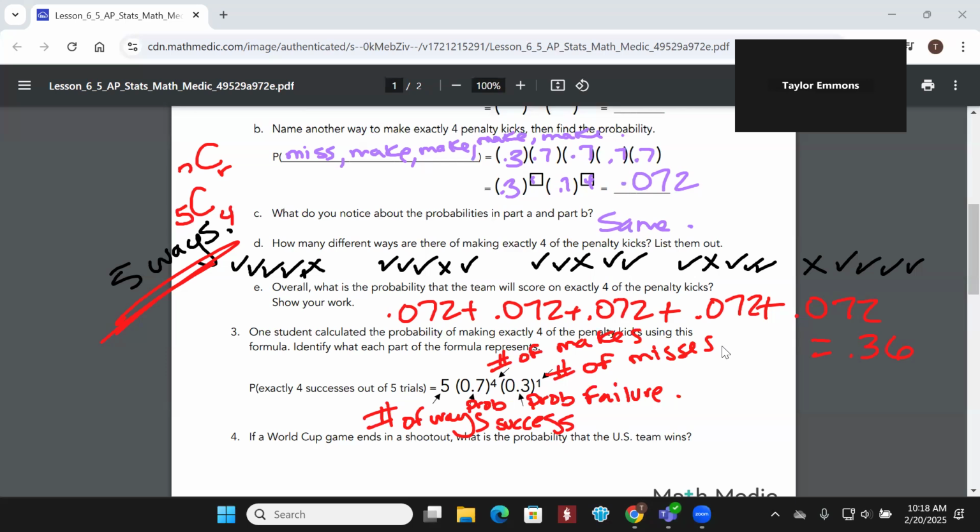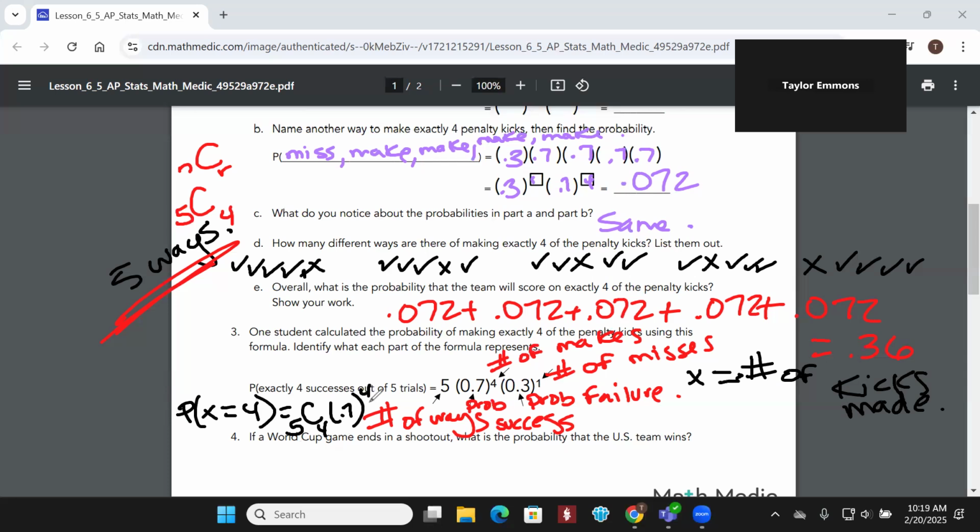Okay. So X represents the number of penalty kicks made, right? So this formula right here is represented by this. This is the stat way to write it. Probability of X equals 4 is equal to 5C4, or the way I read this is 5 choose 4. 5 opportunities, you're choosing 4 to make it, okay? Times 0.7 raised to the 4th power times 0.3 raised to the 1st. I'll give you a second to catch up.